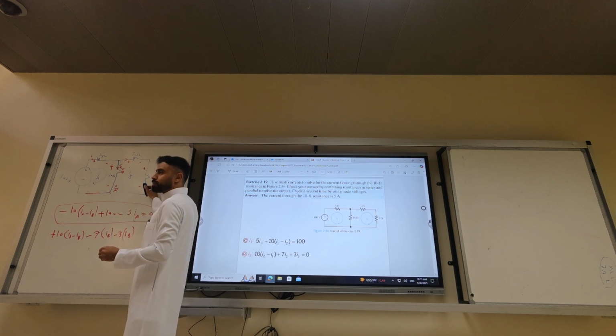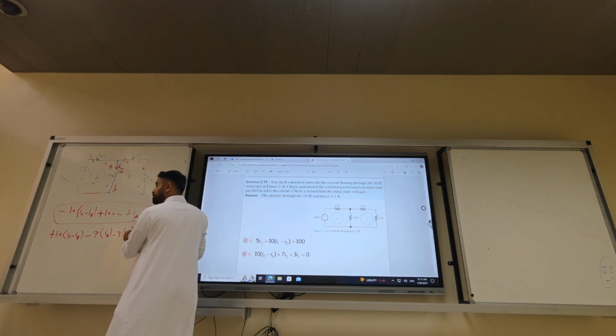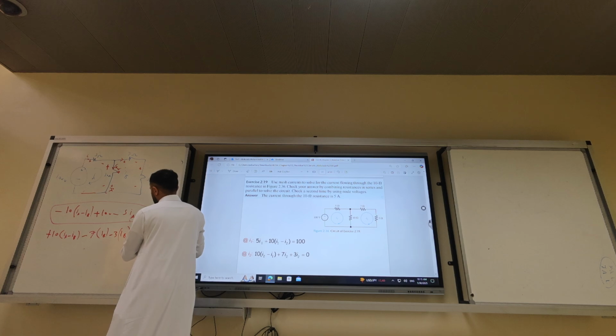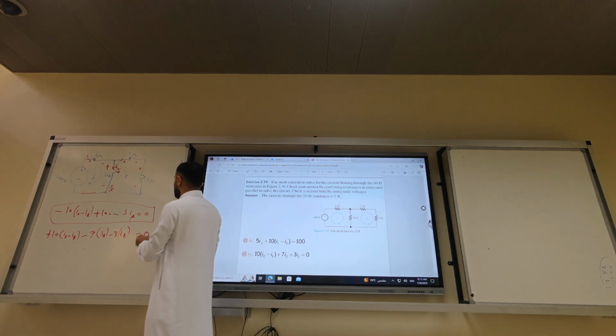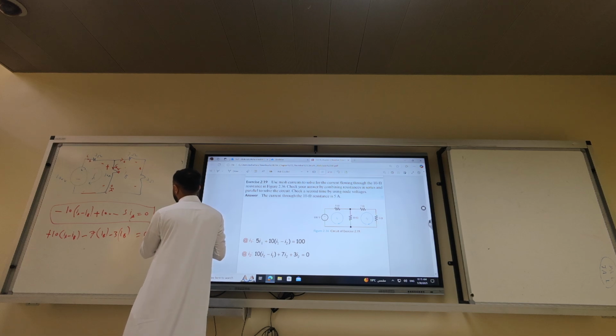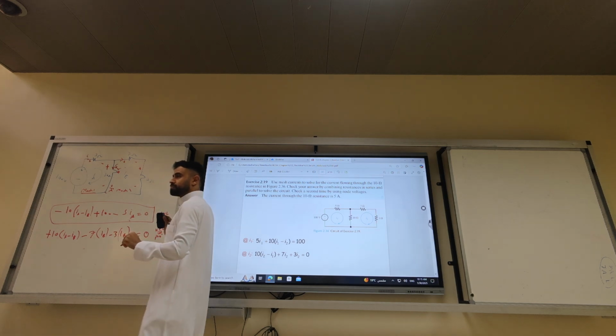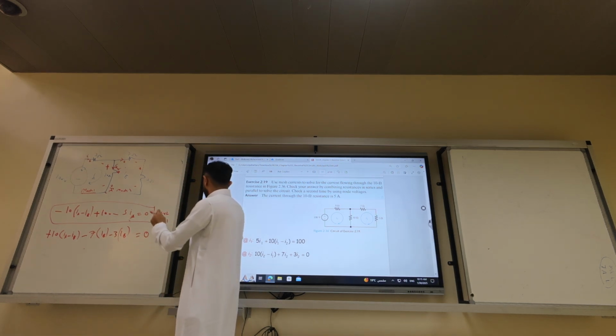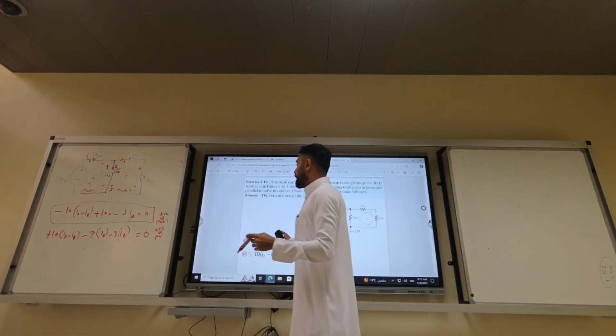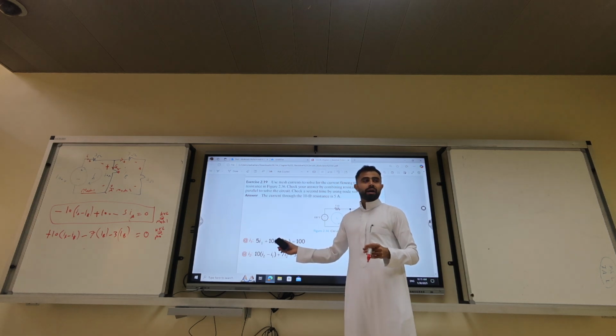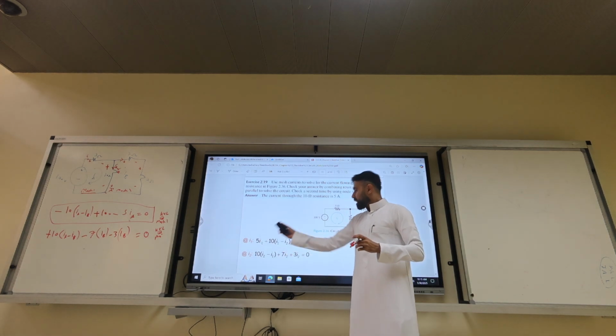Voltage rise or voltage drop? You equate it to 0 because that's a KVL. So this is KVL at mesh 1, and KVL at mesh 2. This is mesh 1 and this is mesh 2, equals 0. 2 equations, 2 unknowns. Again, the book is stupid. Why? Because he started moving stuff.